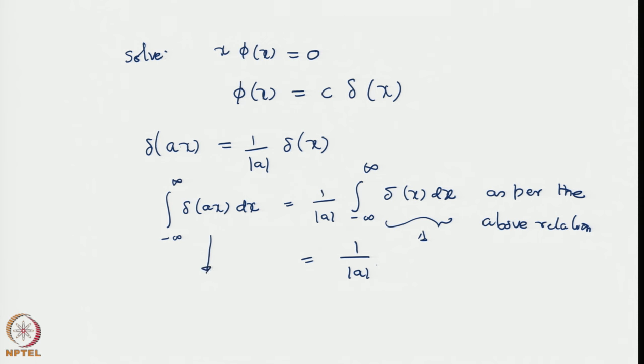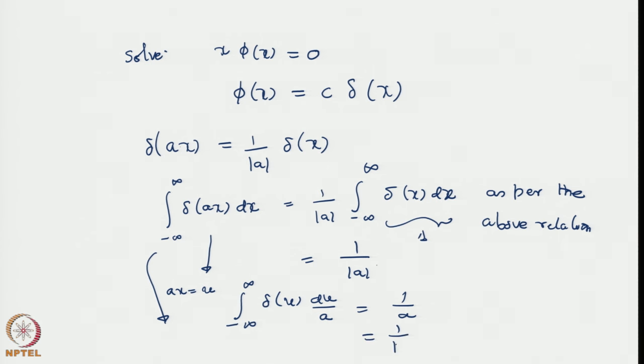Whereas if you do it by transforming ax equal to u, we can note that same thing will come to the integral from minus infinity to infinity of delta of u, then dx will be du by a, which again will be 1 by a. And since delta was an even function, sign of a didn't matter, so it will be replaced with 1 by mod a. So we see these are equal, and therefore this representation is valid.